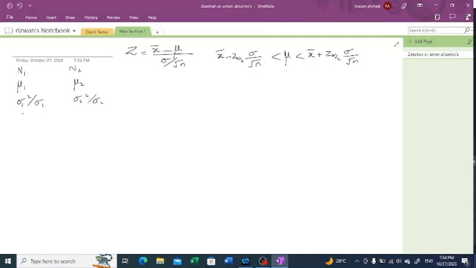Now what if we draw sample size of n1 from population 1 and sample size of n2 from population 2? That would definitely give us the sample mean value of x1 bar from the first sample data and x2 bar from the sample data obtained from population 2.